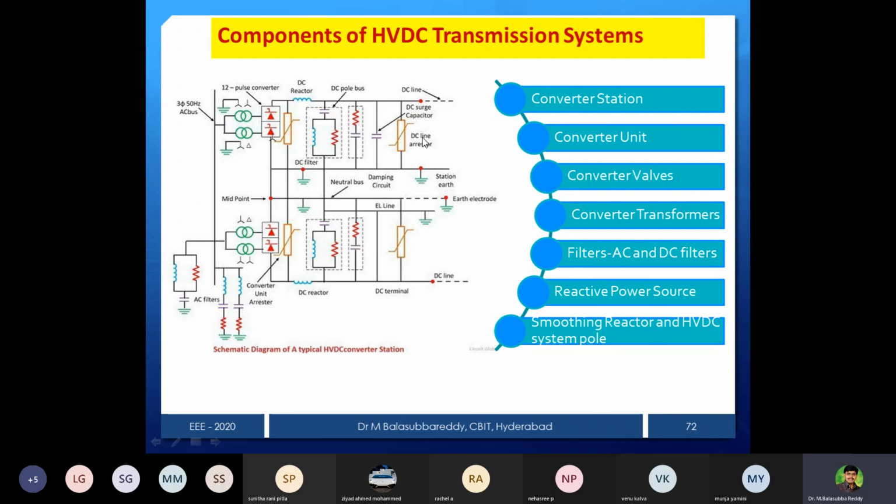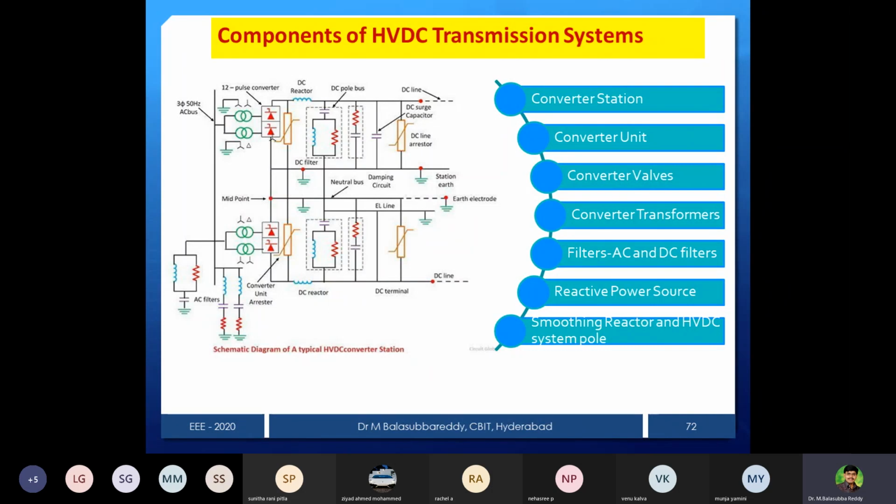Here we can see DC line arresters and surge capacitors, these are the capacitances. Then the DC pole bus, the smoothing reactor, and the 12 pulse converter, these are the transformers, and the bus bar. So there are AC filters, then the DC line, which is the output line, the DC reactor, and the converter unit arrester. Here on this side is a DC filter, because as mentioned here, both AC as well as DC filters we need to use.